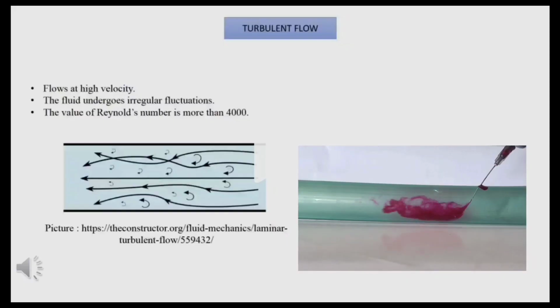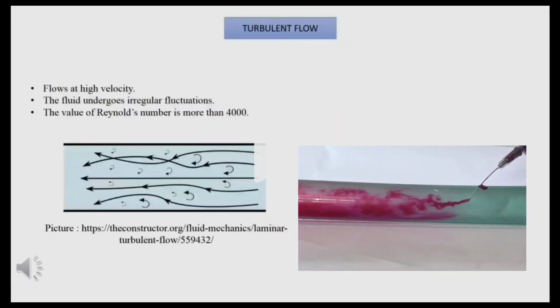What about turbulent flow? Turbulent flow occurs at high velocity. Contrary to laminar flow, turbulent flow isn't smooth and undergoes irregular fluctuations. The value of Reynolds number is more than 2000. The video shows an example of turbulent flow.